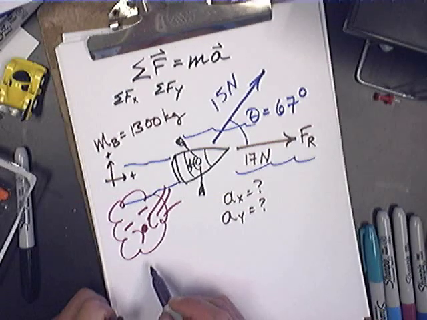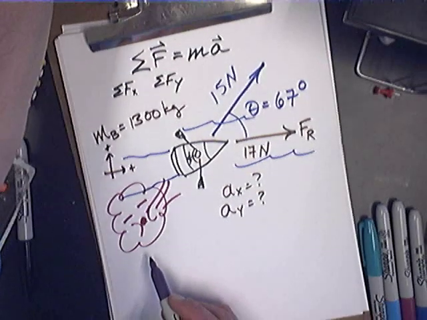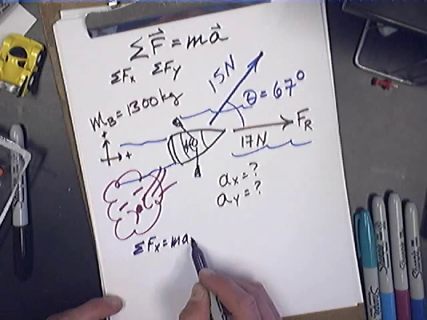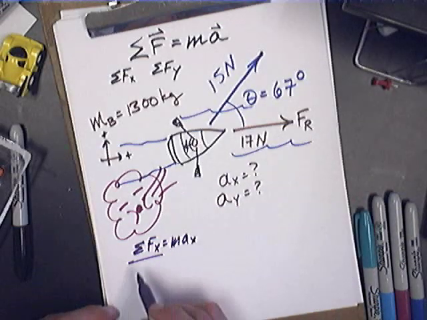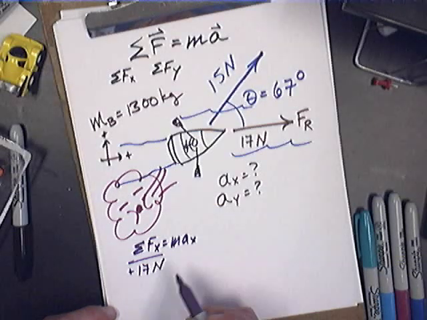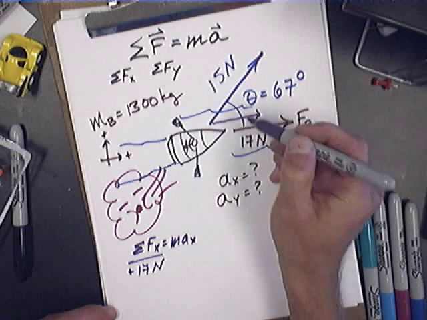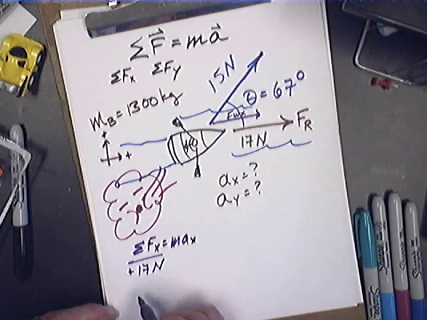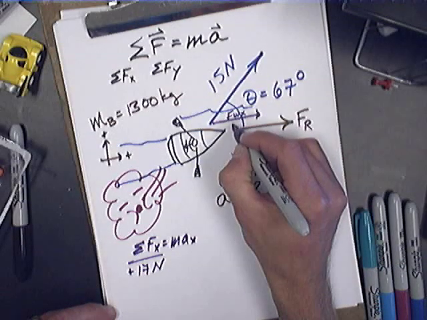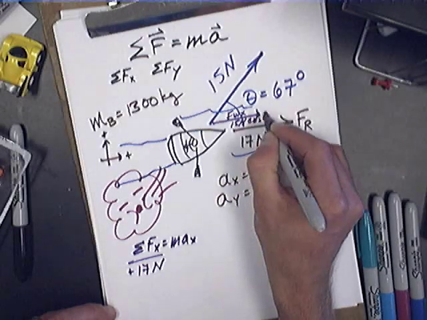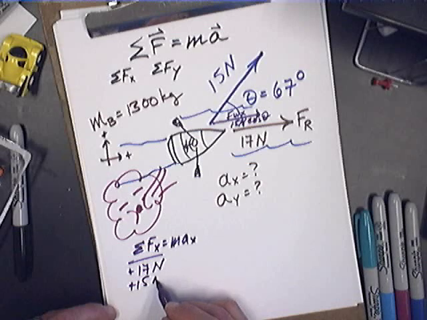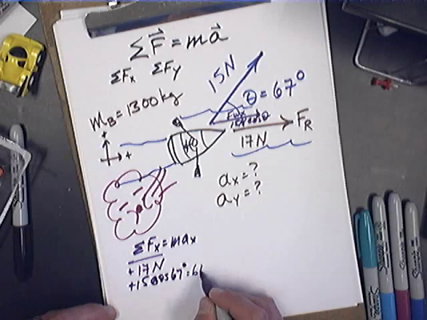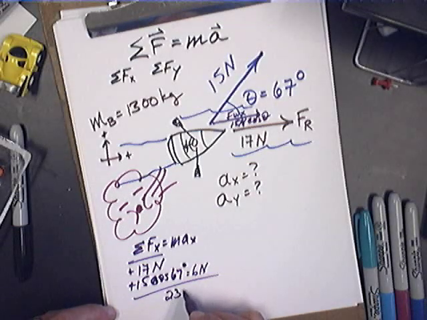So now, the sum of my forces in the x direction is going to give me my mass times the acceleration in the x direction. In the x direction I have 17 newtons in the positive direction, and then I have this part of the wind, the force of the wind in the x direction. So that's going to be 15 newtons times the cosine of theta, 15 newtons times the cosine of 67 degrees, which turns out to be about 6 newtons. So that gives me 23 newtons in the x direction.